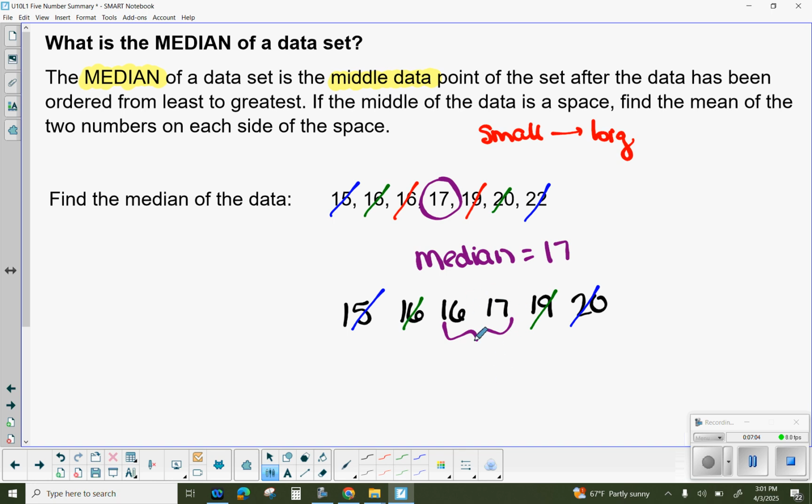So when you get this situation, what you're going to do is go back and find the mean of those two values. So I'm going to say 16 plus 17, and there's two numbers. So my mean is 16.5. That would make this the median of this group. That's what happens if you can't get it down to a single number like 17. Okay, that's what you do in that circumstance.